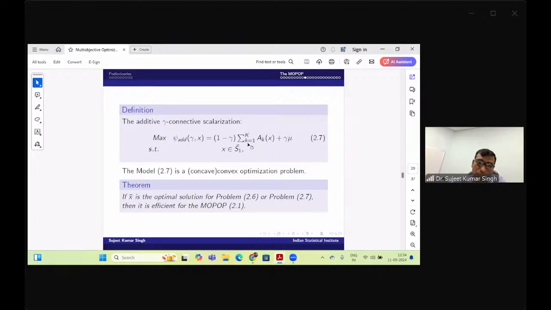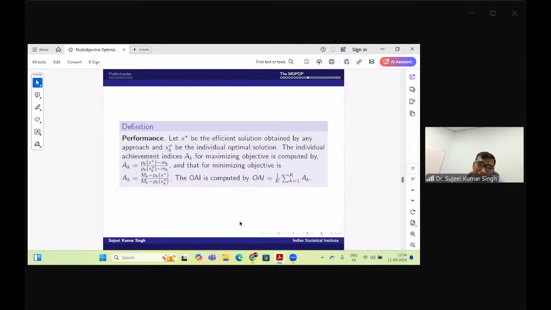Varying the priority factor lambda k in the achievement, we will get the complete Pareto front of the multi-objective optimization. We have shown that if X bar is an optimal solution of 2.6 or 2.7, that is, the multiplicative escalation problem or the additive escalation problem, then it is an efficient solution for the multi-objective polynomial optimization problem.